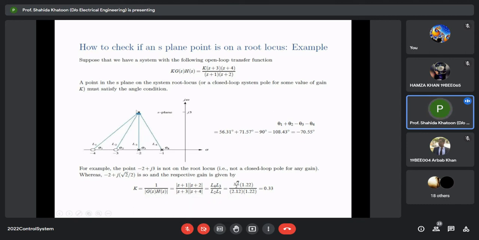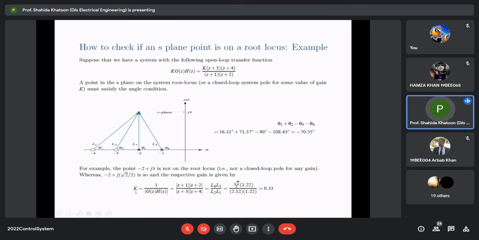Now let us take one point, that is minus 2 plus j3, right? Suppose this is the point, minus 2 plus j3. This point is not on root locus, that is not a closed loop pole for any gain. Whereas minus 2 plus minus j under root 2 by 2 is, so that represents it.